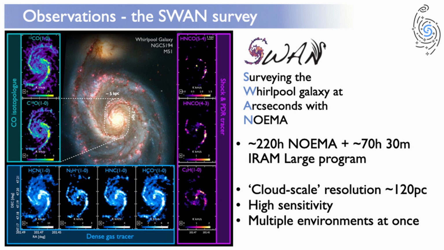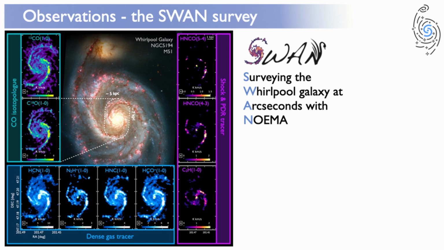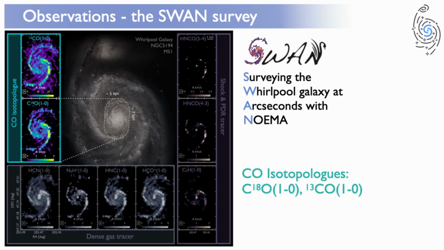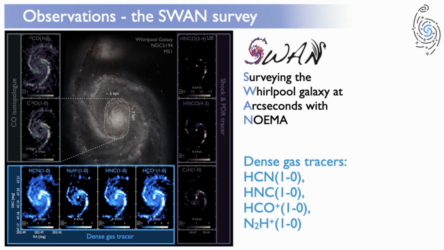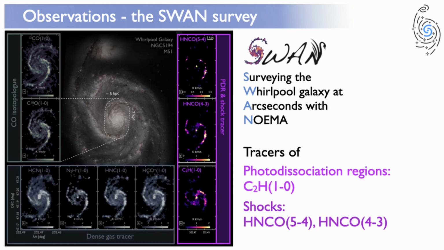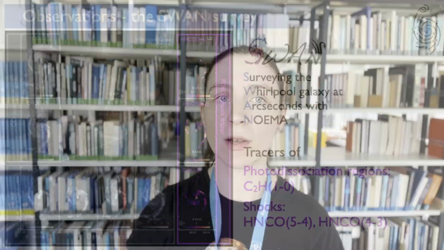And third, we have a very large field of view of 5 by 7 kiloparsec, which means at a resolution of roughly the size of giant molecular clouds, we're able to probe different molecular species in multiple environments at once. And the observations include emission of CO isotopologues, of dense gas tracers, of molecules sensitive to photodissociation regions or to shocks. And you will hear more about all these molecules in all of the upcoming videos.